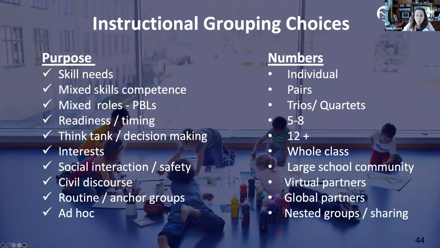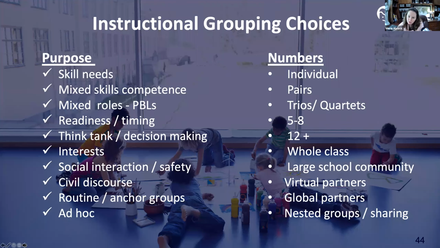Are we going to do this individually? Are we going to do it in pairs or trios or quartets? If I really want the students to help one another because someone's struggling, pairs are going to be much better than 5 or 8. If a student is particularly struggling in something, they can disappear in a group of 5 or 8.